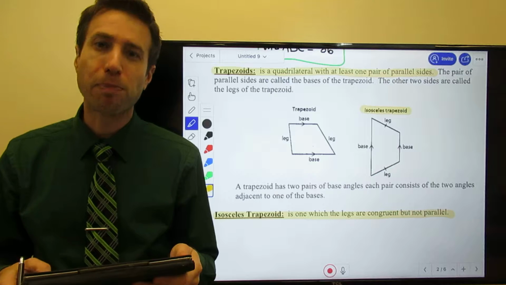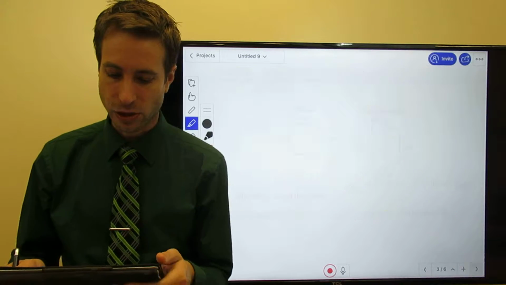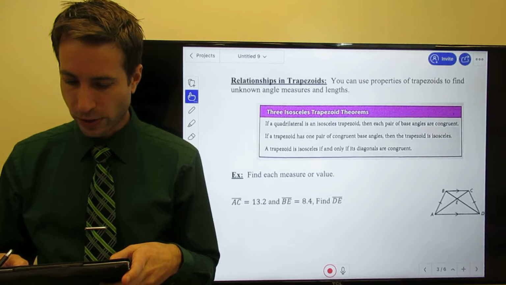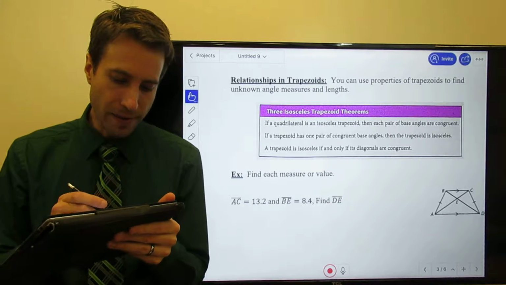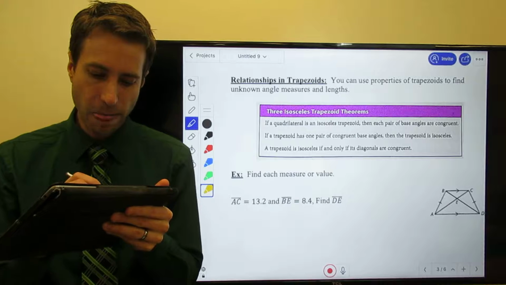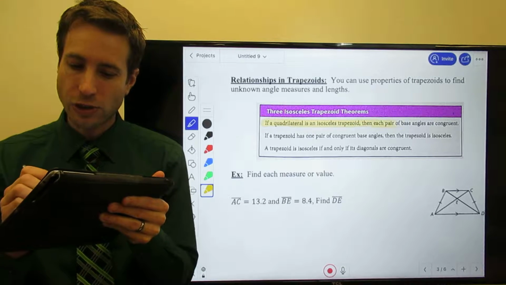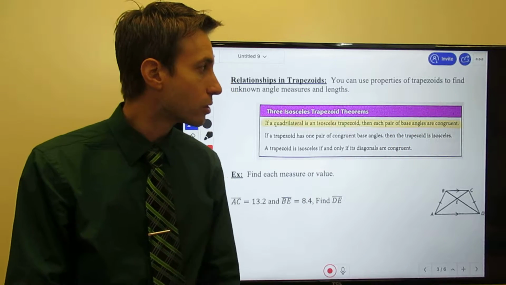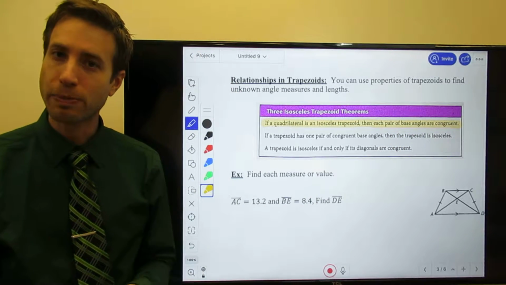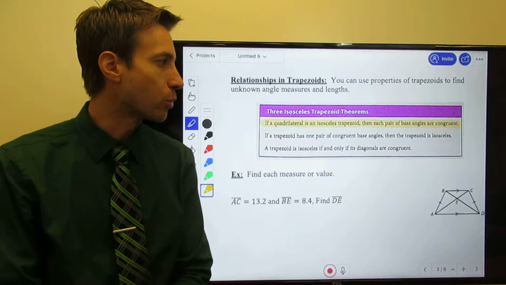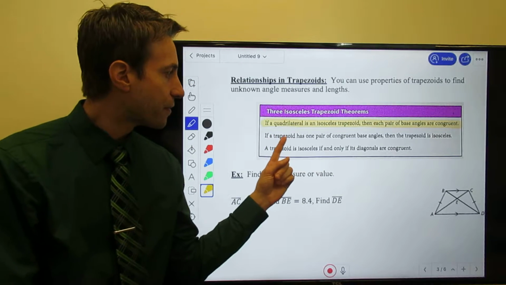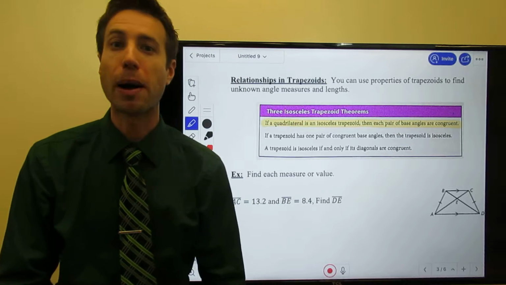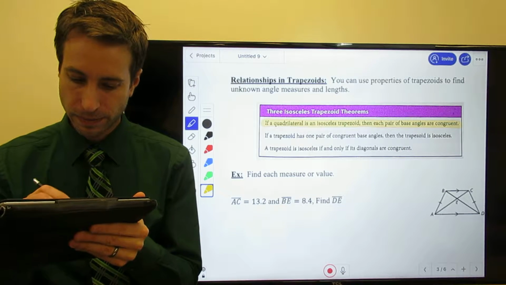Let's take a look at the properties of these isosceles trapezoids, which I've got for you right here. There are three of them. We'll highlight them as we go through them. First, if a quadrilateral is an isosceles trapezoid, then each pair of base angles are congruent. So the base angles will be congruent. We'll see that in a second when we start looking at some problems. Second, if a trapezoid has one pair of congruent base angles, then the trapezoid is isosceles.